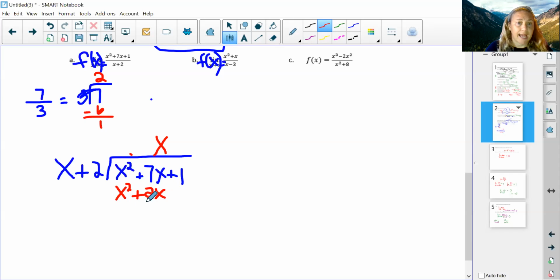Okay, now I subtract. The goal is always to make your first term zero out when you're doing polynomial division. So when I subtract this, I put subtract and then parentheses, and I get 5x, and then you have to bring down whatever is left.